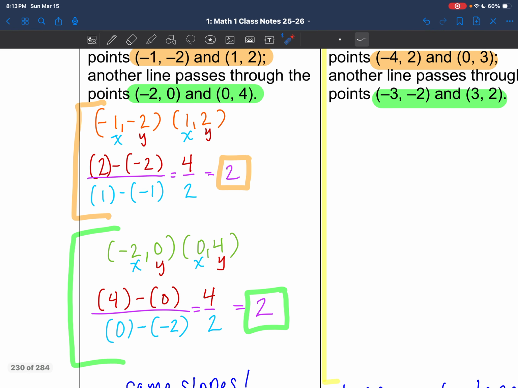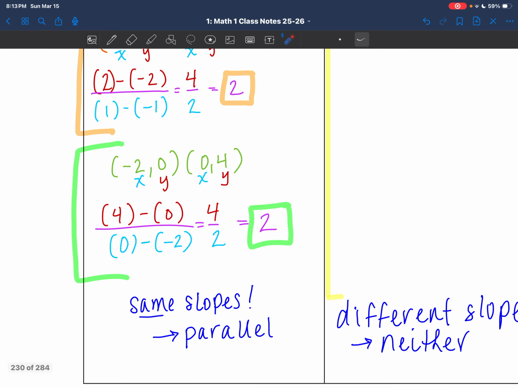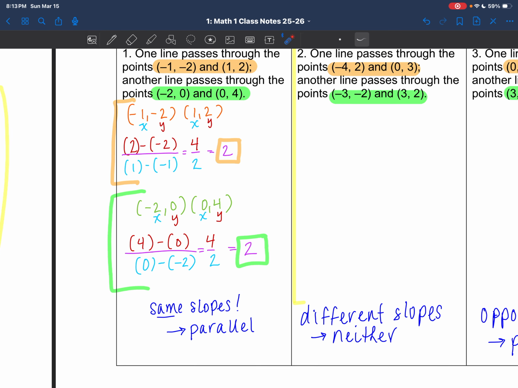Now let's find the slope of this line. We're going to do the same thing: change of y over change of x. Remember, you're subtracting your y's to get 4, and since I started with 4, I have to start with 0. Now we've got 0, I've got negative 2, and you're subtracting. Your two negatives make a positive, and you're going to get 2 also. Well, since we have the same slope, that means they are parallel lines.